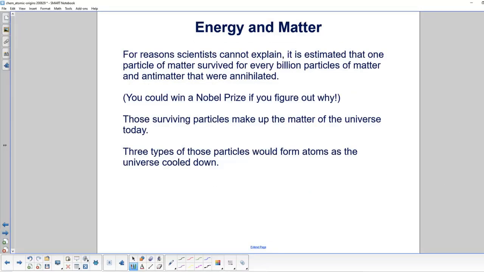Energy and matter. For reasons scientists cannot yet explain, it is estimated that one particle of matter survived for every billion particles of matter and antimatter that were annihilated. You could win a Nobel Prize if you figure out why. These surviving particles make up the matter of the universe today. Three types of those particles would form atoms as the universe cooled down.